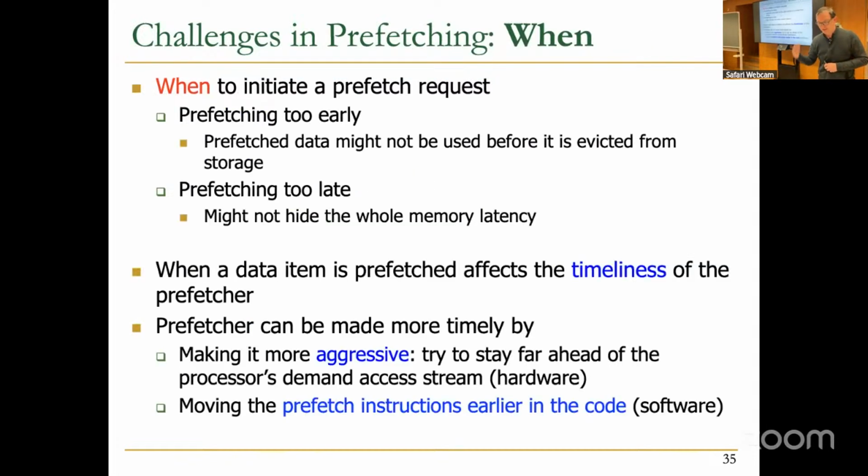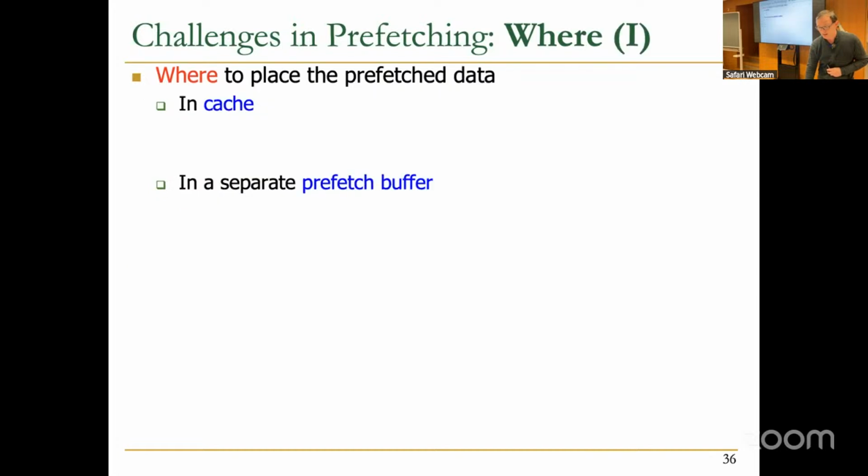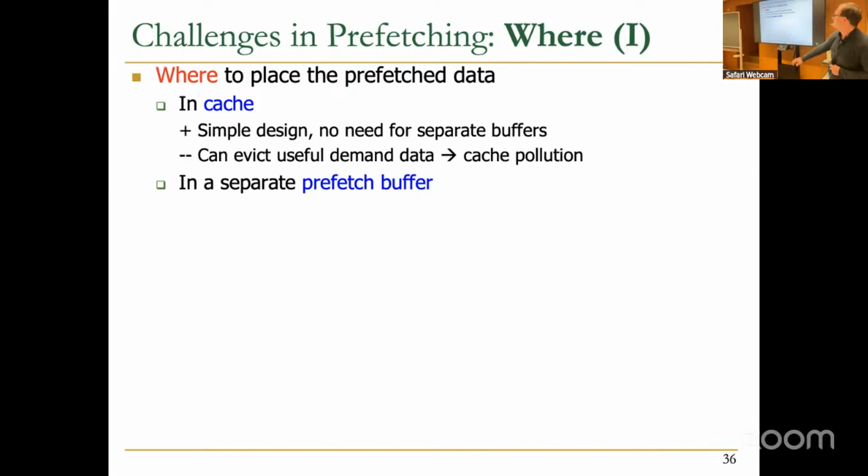And people struggle with this when they design prefetchers. Okay, there are multiple aspects, like where do you place the prefetch data? You could place it in the cache or in a prefetch buffer. Cache is simple, no need for separate buffers. But of course, the downside is it can evict useful demand data. It could cause cache pollution. So people develop techniques to decide where to insert the prefetches. So everything that I said, promotion, insertion, eviction, is affected by whether you're putting a prefetch into the cache, right? That affects your demands, that affects your prefetches also.